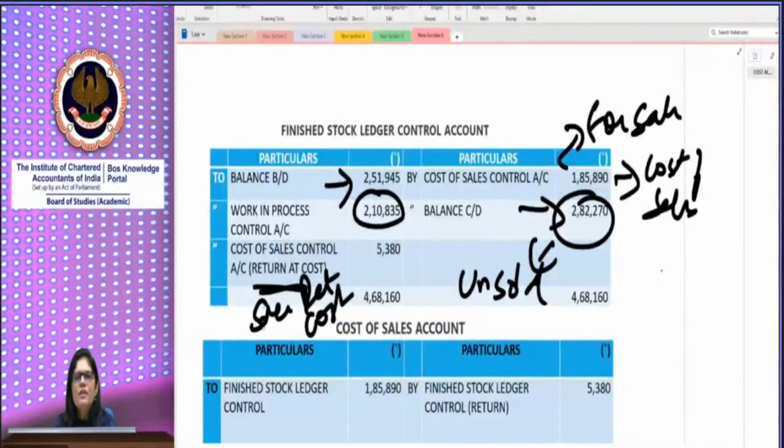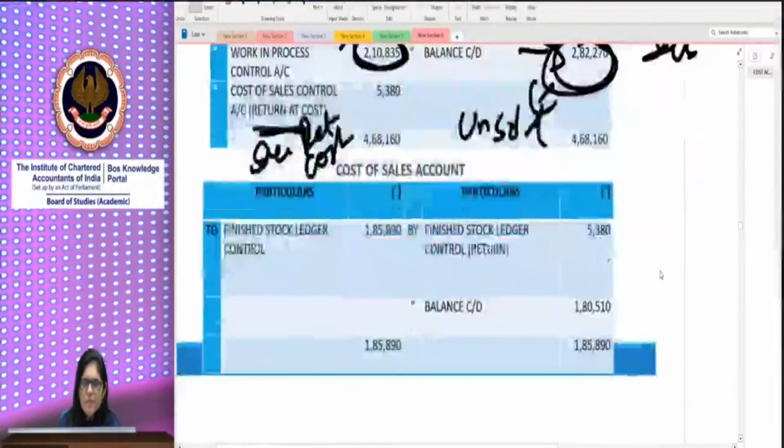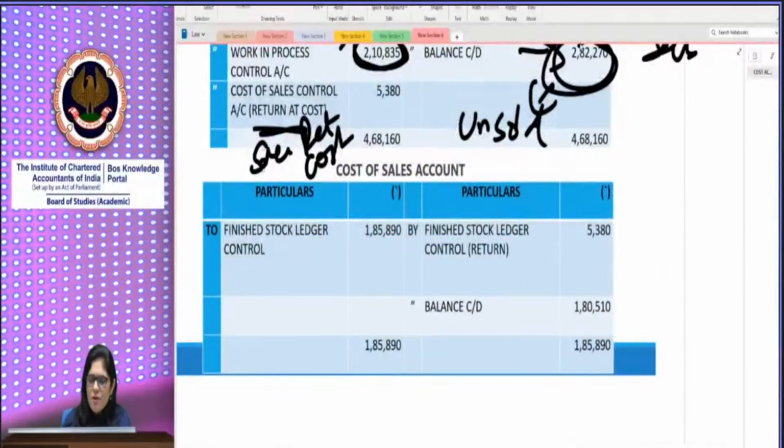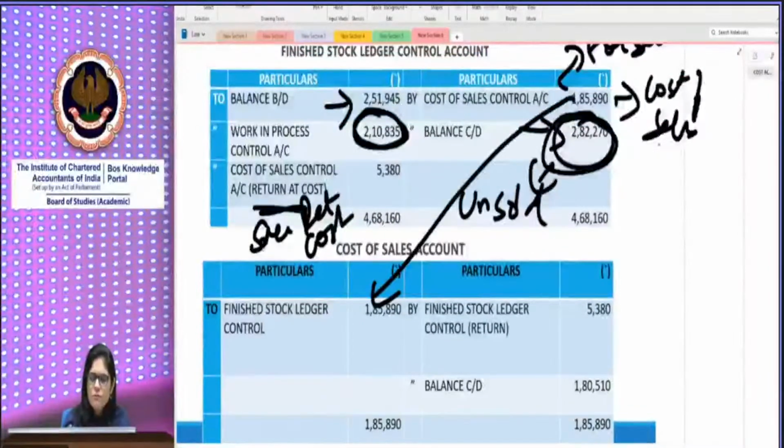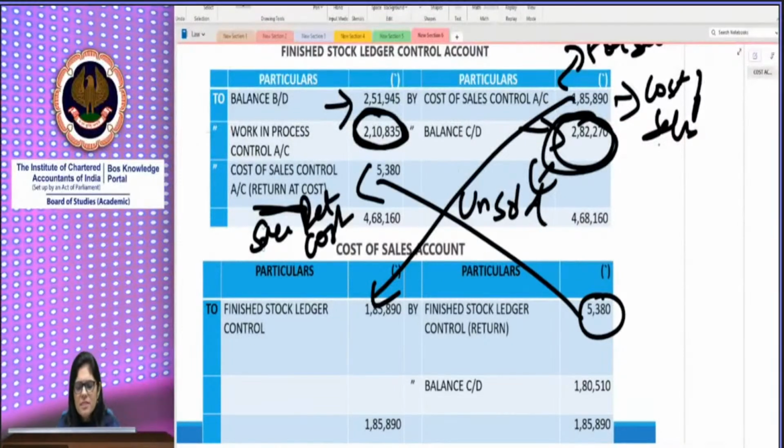Unsold finished goods. So this was the opening balance of completed finished goods which were not sold. This was the current production which was manufactured. These were the goods which are sold, so transferred to cost of sales, and these remain unsold. Here, cost of sales. So it is coming from here, if you can see. It is transferring from finished goods to cost of sales. And this is the return, so it's going back. Clear? These are the returns.